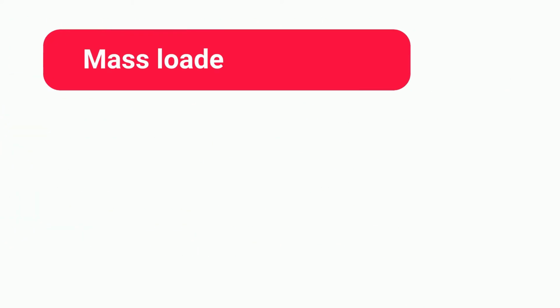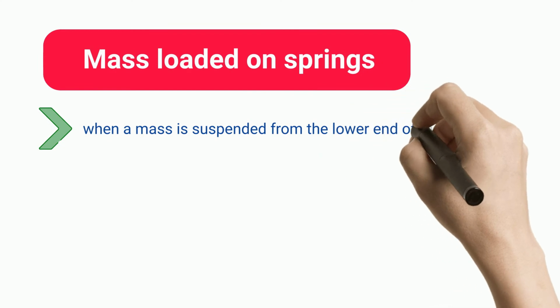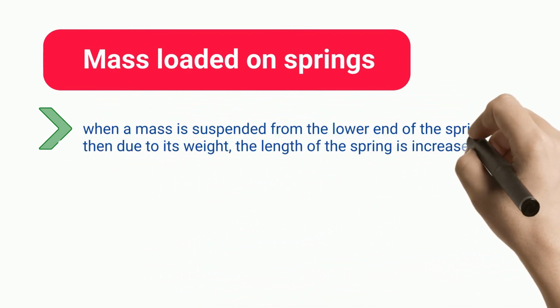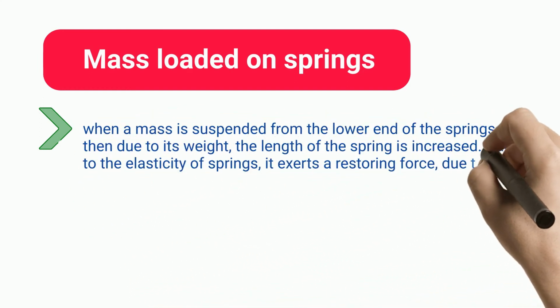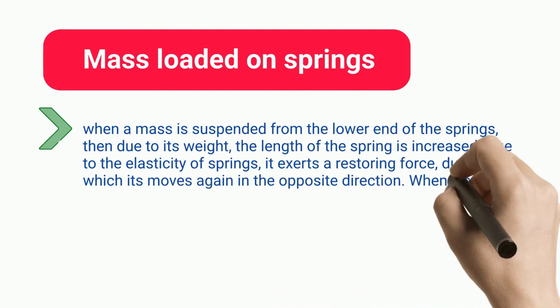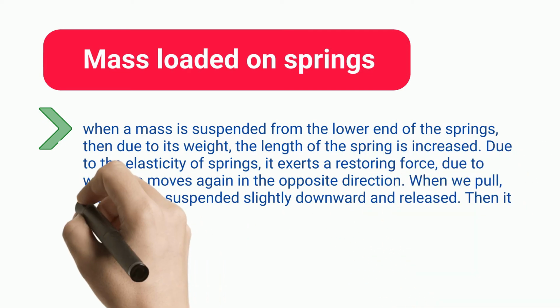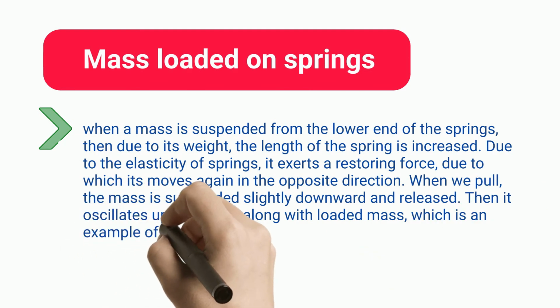Mass loaded on springs. When a mass is suspended from the lower end of a spring, then due to its weight, the length of the spring is increased. Due to the elasticity of the spring, it exerts a restoring force, due to which it moves again in the opposite direction. When we pull the suspended mass slightly downward and release it, it oscillates up and down along with the loaded mass, which is an example of simple harmonic motion.